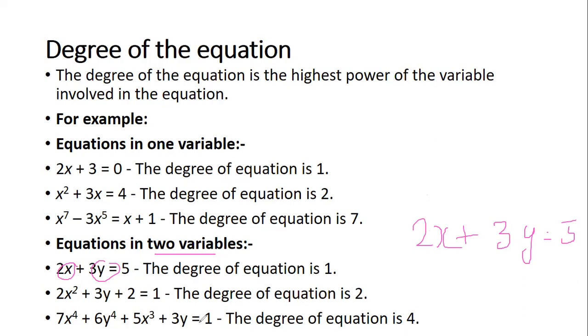Now here let us see, x has the power of 1, y also has the power of 1. So the highest power here is 1 and 1. Out of 1 and 1, the highest power is 1 only. So the degree of this equation is 1. Understood? Now let us go to the next example.